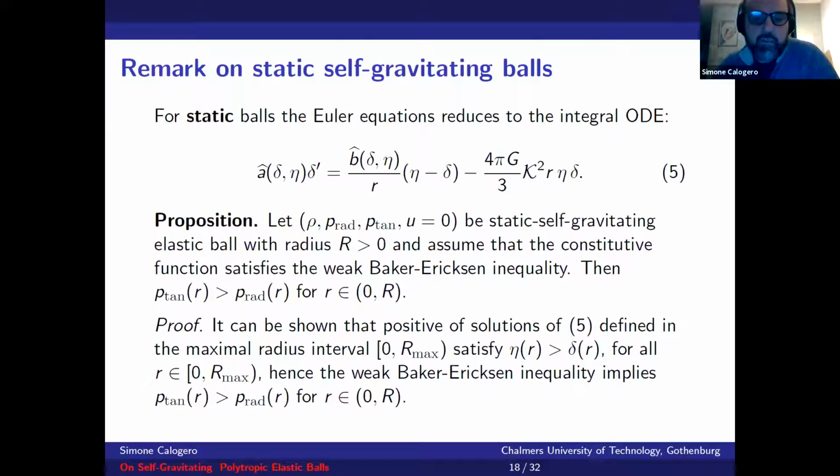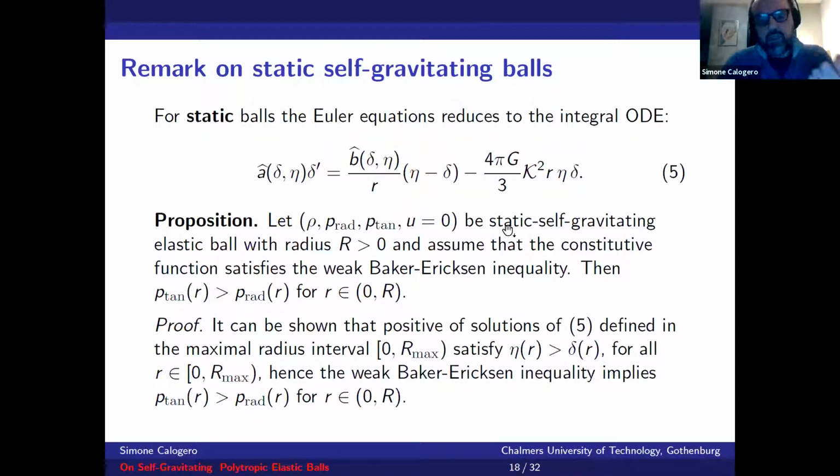So then maybe this is the time for a small remark in the case of static self-gravitating balls. In this case, the Euler equation just reduces to this equation on the density. So it's an ordinary differential equation on the density. Again, the new term is this one with B. If B is 0, then you are in the fluid case.